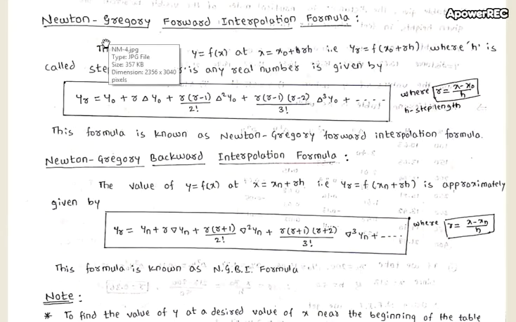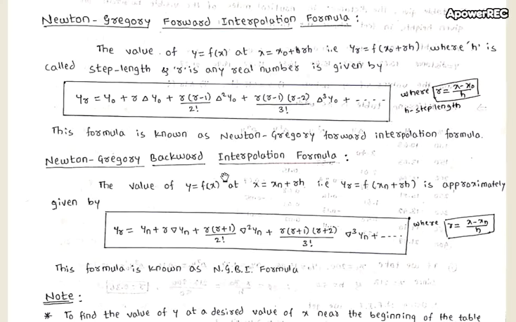With the help of interpolation and extrapolation, now we will discuss Newton-Gregory forward interpolation formula. This is the formula: y r equals y naught plus r triangle y naught plus r into r minus 1 divided by 2 factorial triangle square y naught, etc. The formula for calculating r is r equal to x minus x naught divided by h, where h is called the step length. This formula is called Newton-Gregory forward interpolation formula.